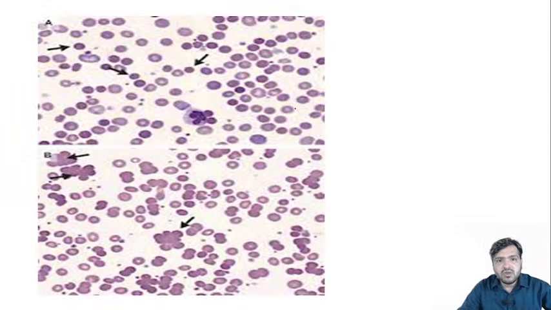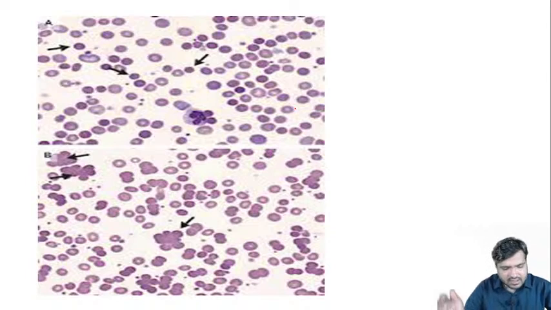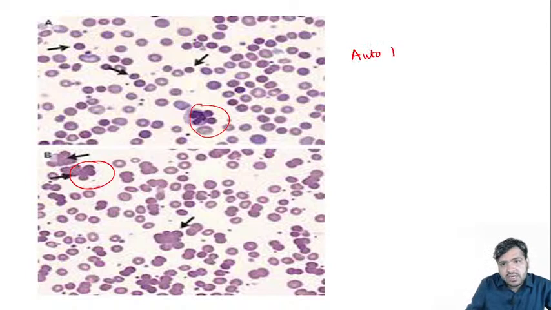Coming on to the next, guys, this particular structure, you can very well see that it is like clusters. You can very well visualize over here the clusters of RBCs. So it is autoimmune hemolytic anemia.